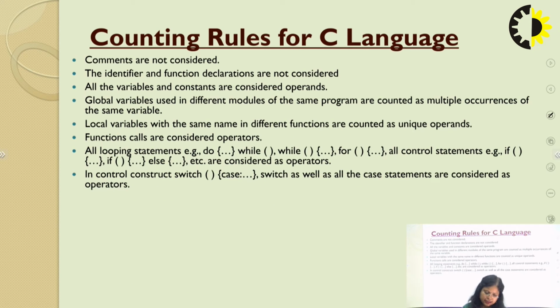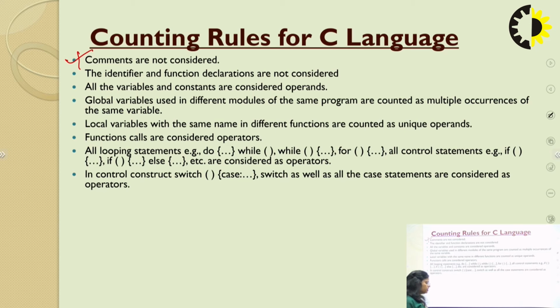For calculating the Halstead's software science matrix, you need to follow some rules. I will explain these rules one by one. The first rule is, whenever you have some piece of code and you are going to calculate the Halstead's software science matrix, if there is any comment, you will ignore that. This comment will not be considered for the software science matrix.